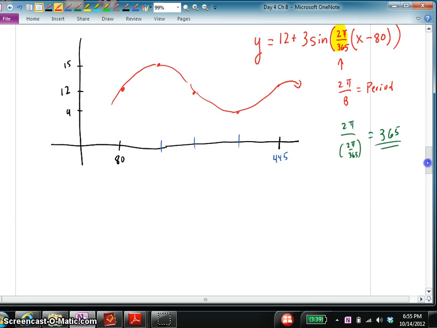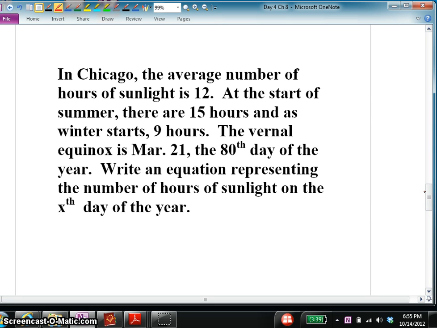All right, so we move on to the next problem. It says in Chicago, the average number of hours of sunlight is 12. At the start of summer, there are 15 hours of daylight, and as winter starts, there's 9 hours. The vernal equinox, that's the first day of spring, by the way, is when the amount of hours of daylight and non-daylight are the same. It says write an equation representing the number of hours of sunlight on the xth day of the year. So that's kind of a weird situation to draw or to write a trig function about.